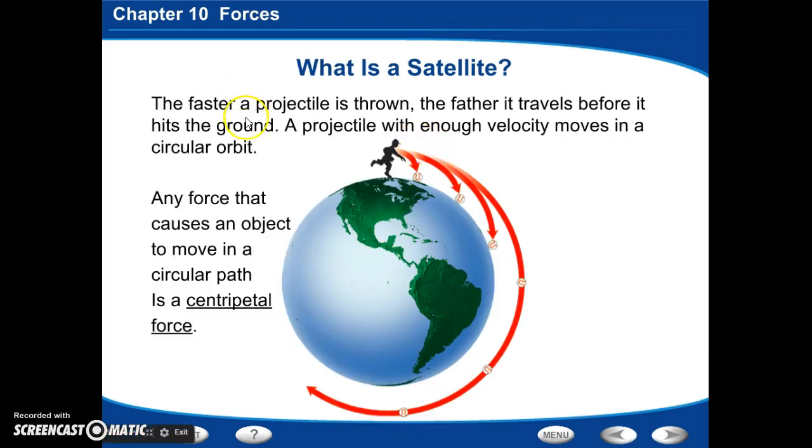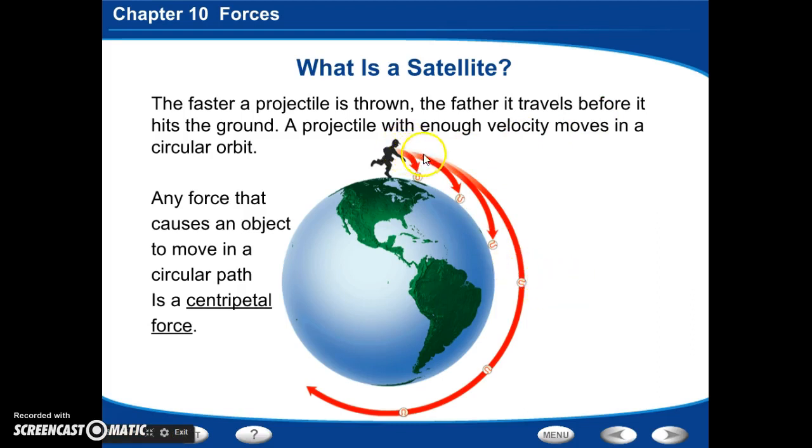So what happens in the satellite? Think about the basketball, we take the satellite and we throw it harder. And remember, the harder you throw it, the further it's going to go before it's pulled down by gravity. So if we throw it hard enough and it gets pulled down towards the Earth by gravity, it's just going to be locked in this circular motion around the Earth. It has enough velocity that it moves in a circular motion.